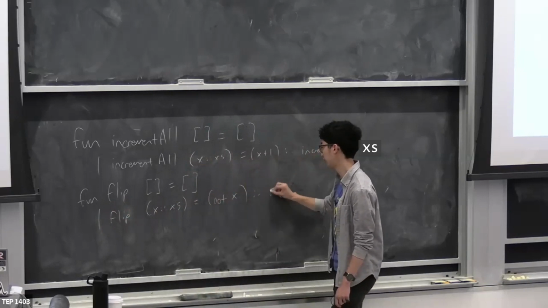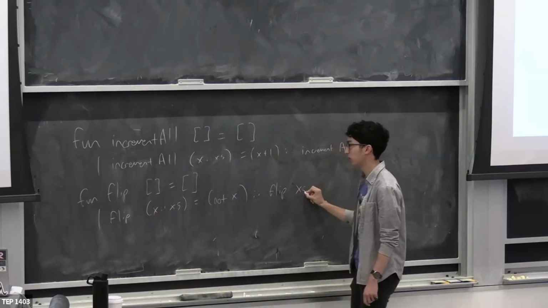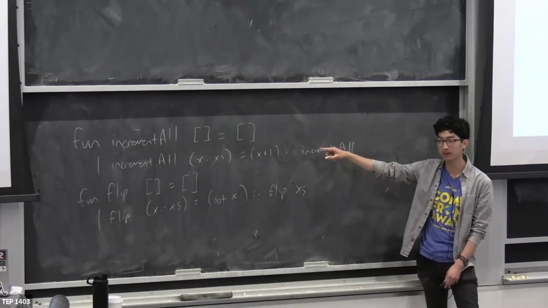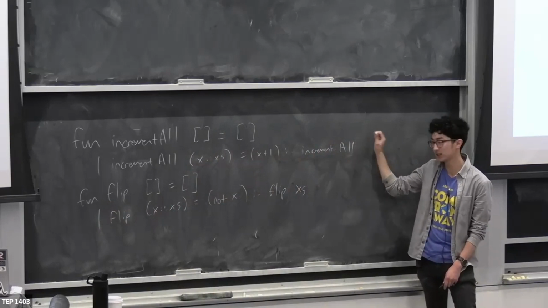Not x cons onto flip of x's. Reasonable, like this is of type bool list to bool list, this is of type int list to int list. This one increments, this one negates.